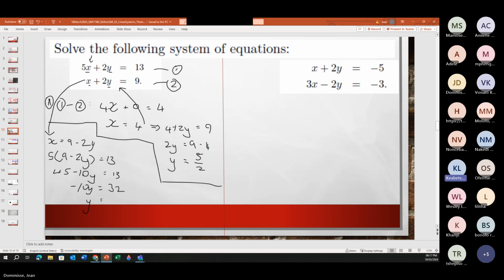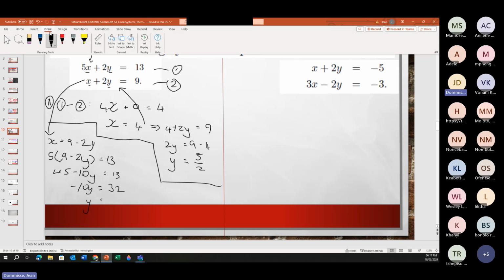Sir, you were supposed to make 5 brackets 9 minus 2y plus 2y as well. You forgot the 2y. Ah, thank you very much. I forgot the 2y. Thank you, thank you, thank you.